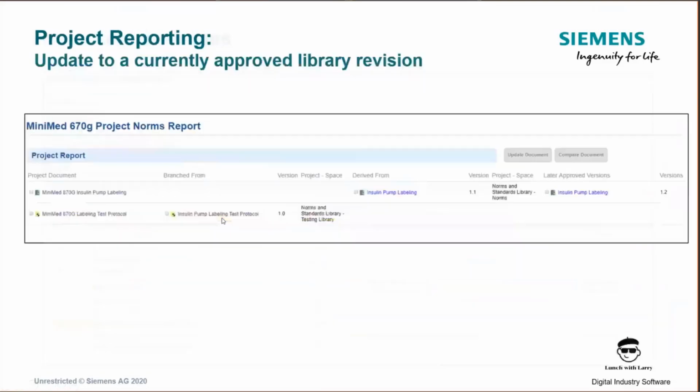I'll add to that the next report, which is the project report. So now we're going to look, what are all the standards that have been shared into this project? Where did they come from? Under what revision were they shared? And not only that, is there a later approved version? And if there is, what we can do is select the two and update the document, and it'll turn on suspecting, and it's going to tell us everything that's changed in this document and allow us to re-execute the testing so that we can become compliant with the new version of the standard.